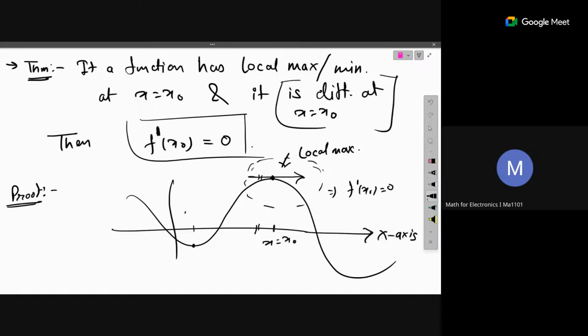So suppose this is some point x equals x1, and here the local minima situation is happening, right? And if you draw a tangent here, you find that this tangent is also parallel to the x-axis, and we know that if the tangent is parallel to the x-axis, the derivative is 0.